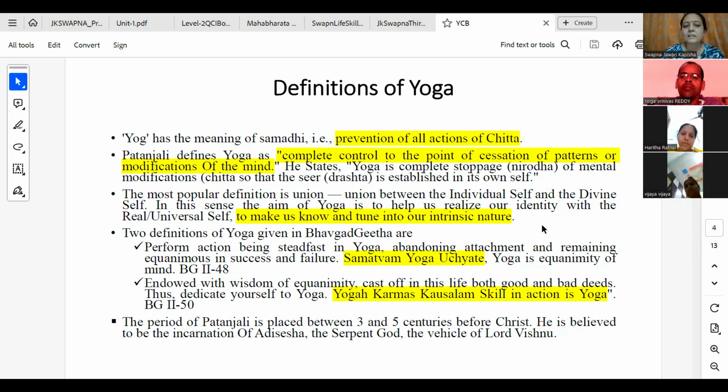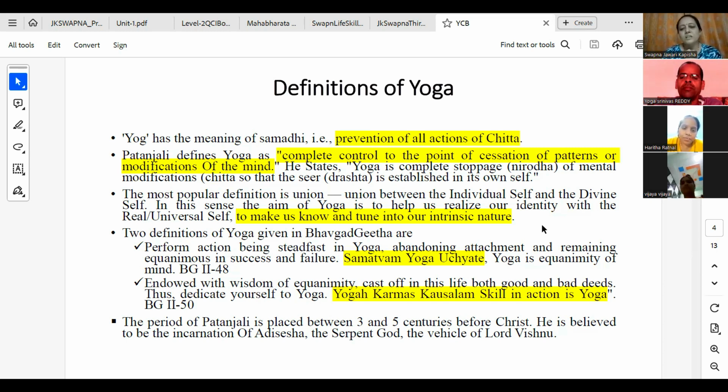And there are two very important definitions given in the Bhagavad Gita. These are very important also. The first one is Samatvam Yoga Uchyate. The second one is Yogah Karmasu Kaushalam.